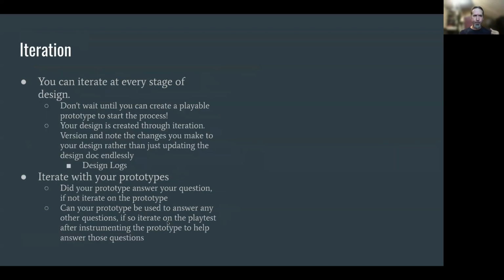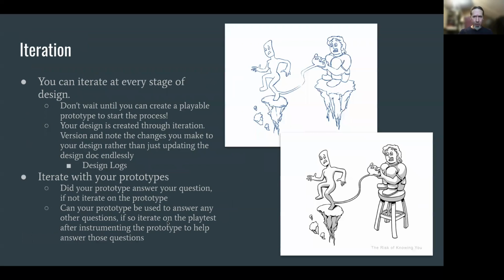So iteration, you can iterate at every stage of your design. Don't wait until you're creating playable prototypes to start that process. You want to test your core mechanic even when that's not a game, right? If your core mechanic is moving and attacking, build a paper prototype where you're simulating the kind of movement and attacking you're doing. Does that work? Each feature you add to the game, you want to build prototypes of.